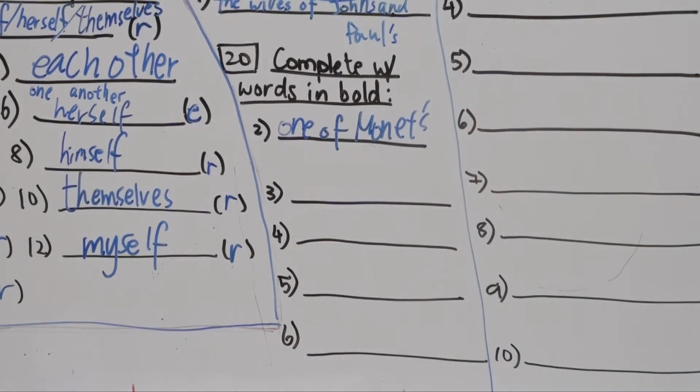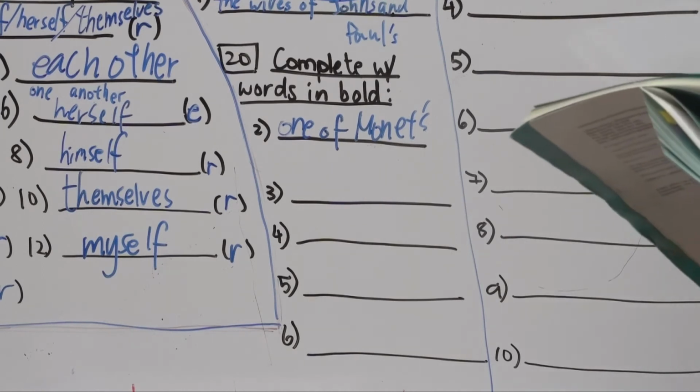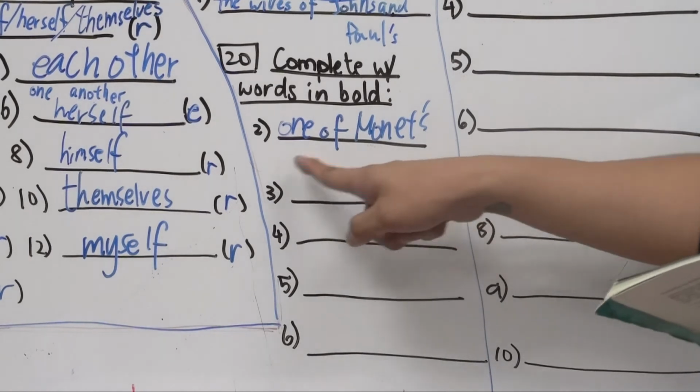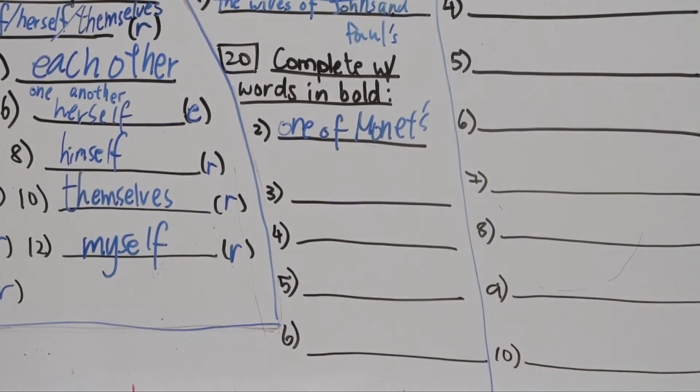One of Monet's paintings, alright? So that means the gallery has bought one painting of Monet's. One of Monet's paintings, okay? And paintings is S, right? Because we're talking about all the paintings that Monet has. And we've only bought one.